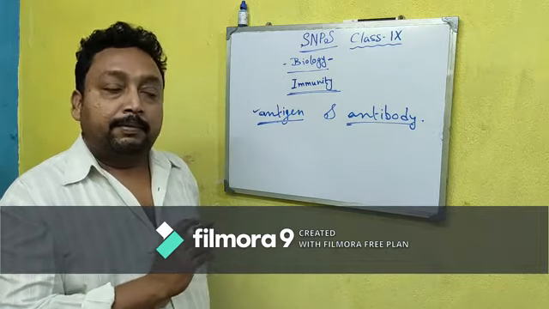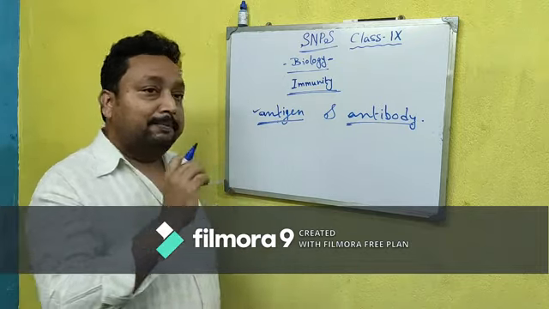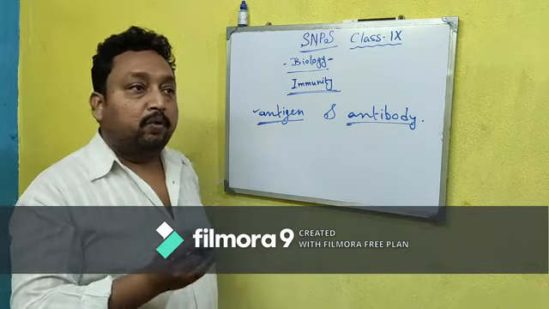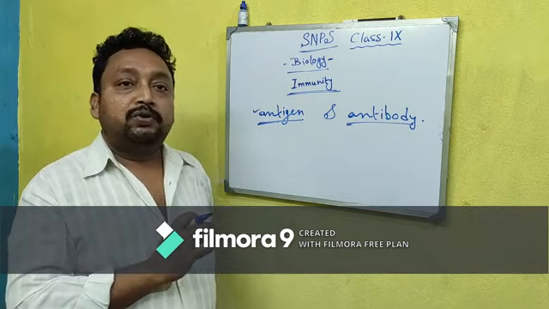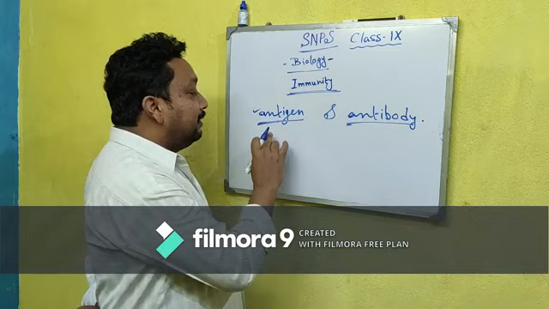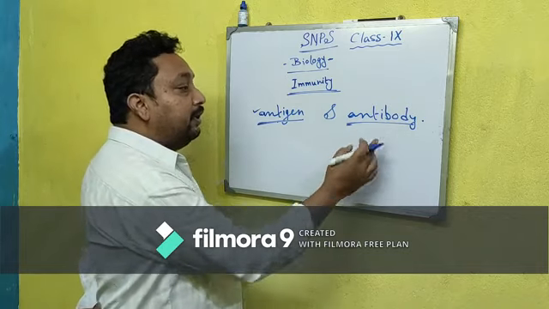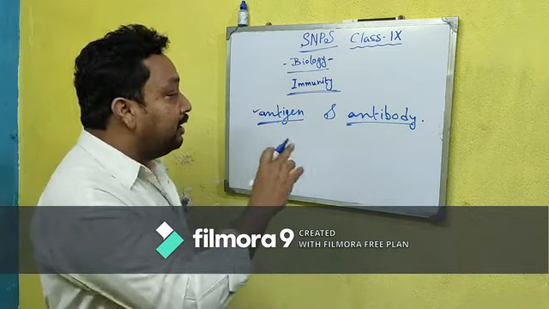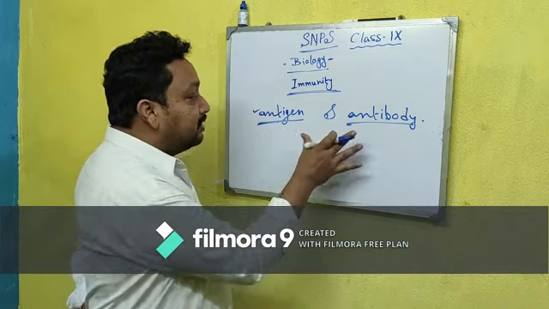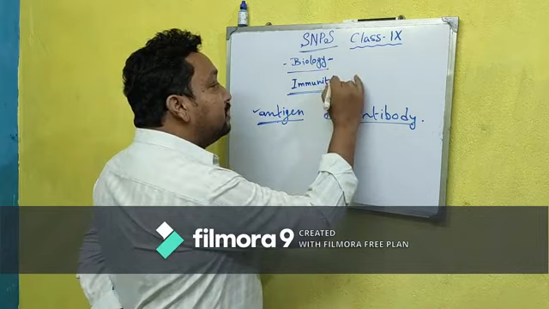Antigen may be bacteria, may be protozoa, any kind of microorganism which produces disease in our body, and that's why our body produces the antibody to control the antigen. And this total process is known as immunity.